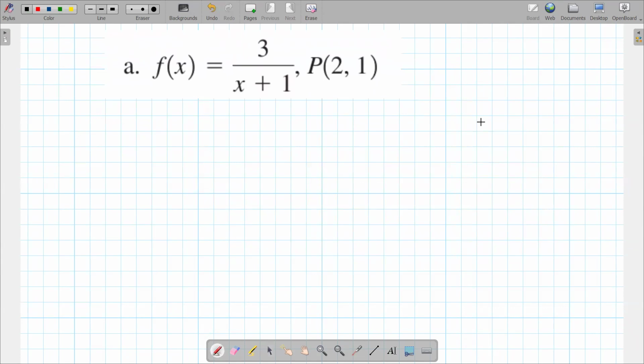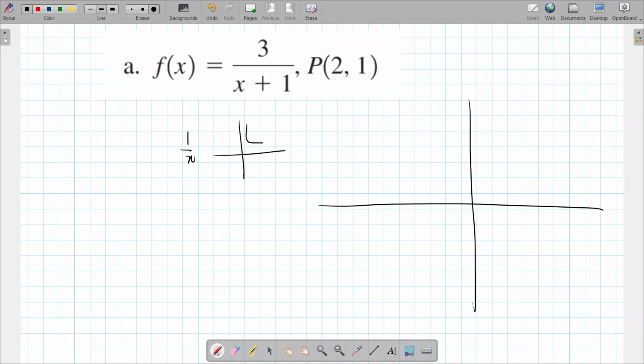So 3 over x plus 1, I don't know if you know how to graph this. We start here, 1 over x. 1 over x looks like this. It has an asymptote on the y-axis as well as the x-axis, because y and x both can't be 0, otherwise you'd get infinity. So that's the parent function, 1 over x. It's called a reciprocal function.